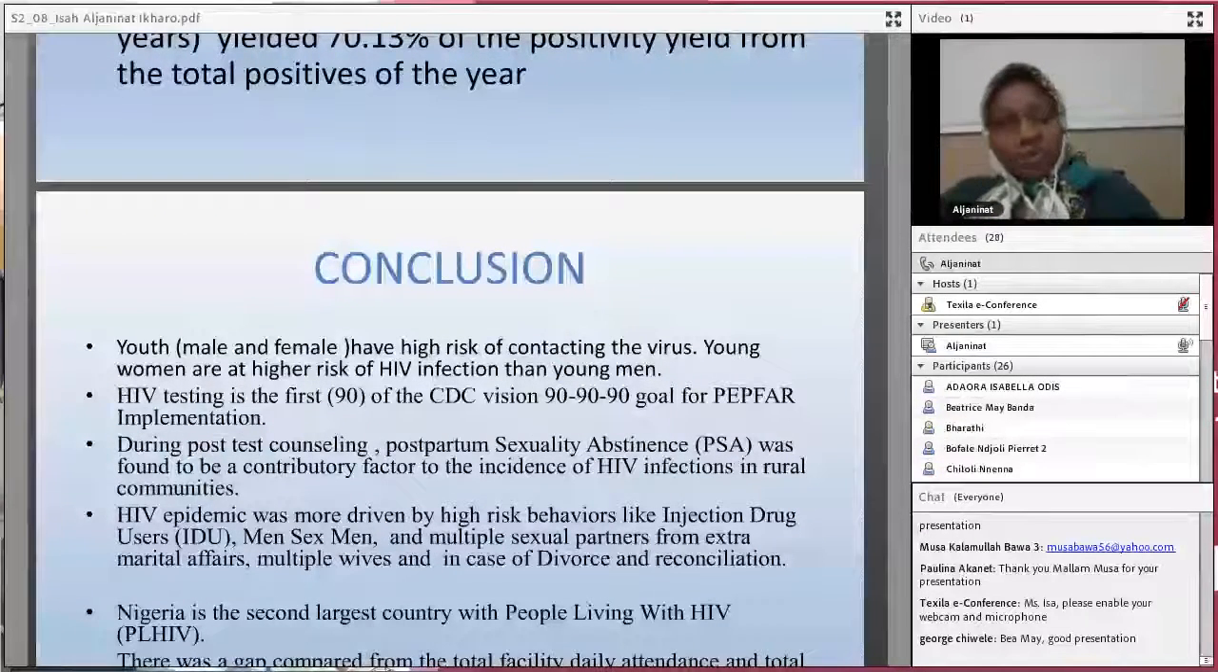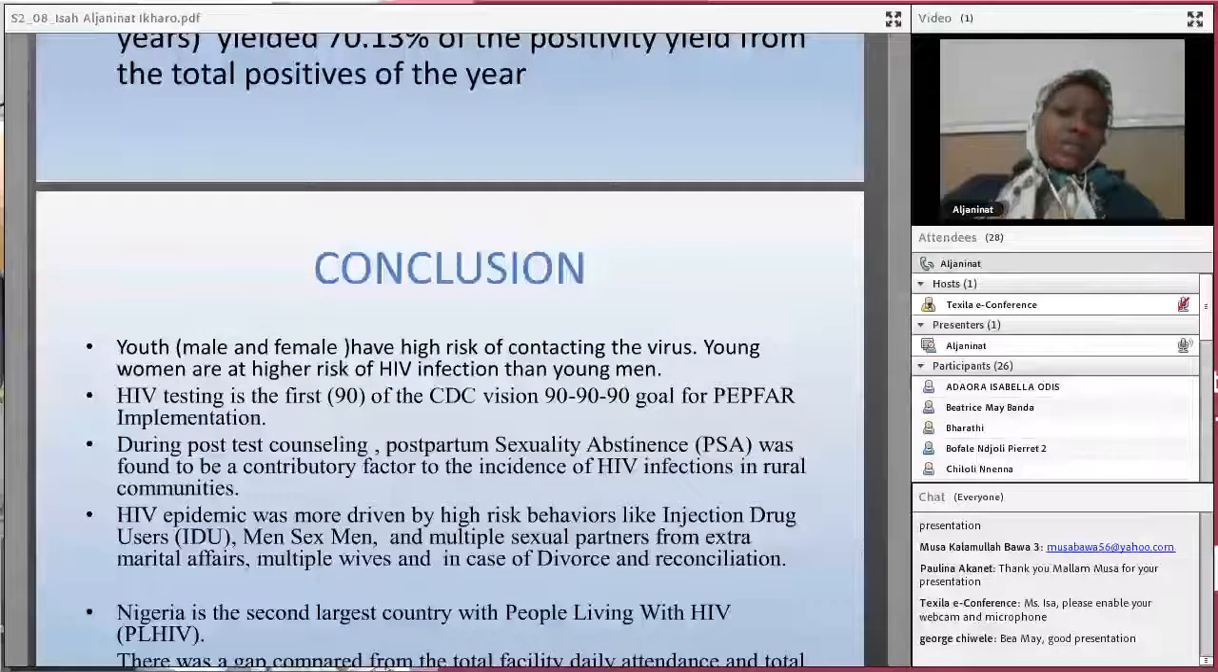In conclusion, youth, that's male and female, have high risk of contracting the virus. Young women are at higher risk of HIV infection than men.